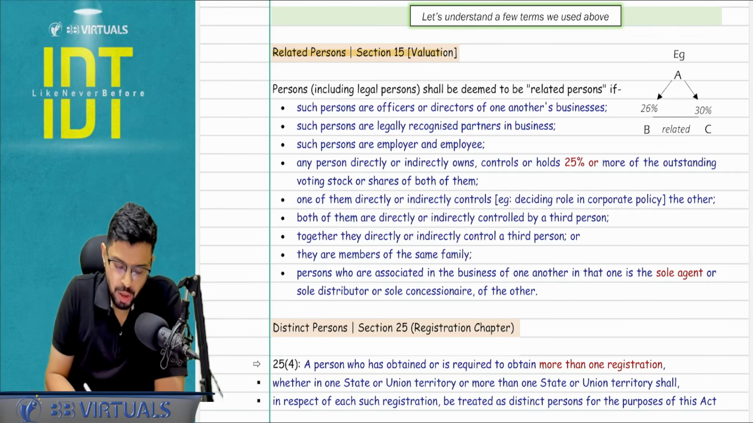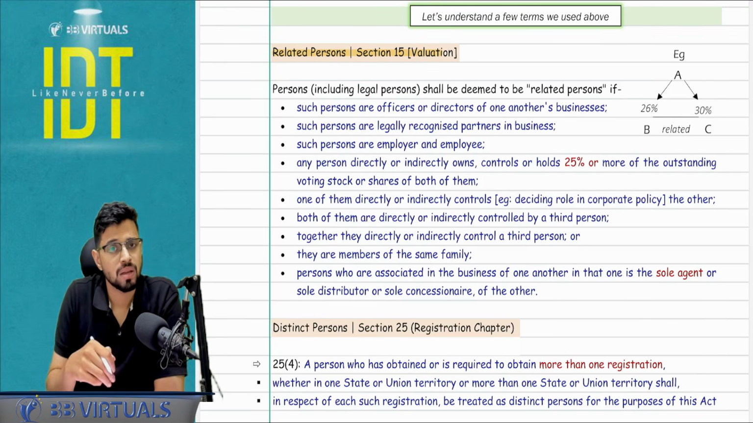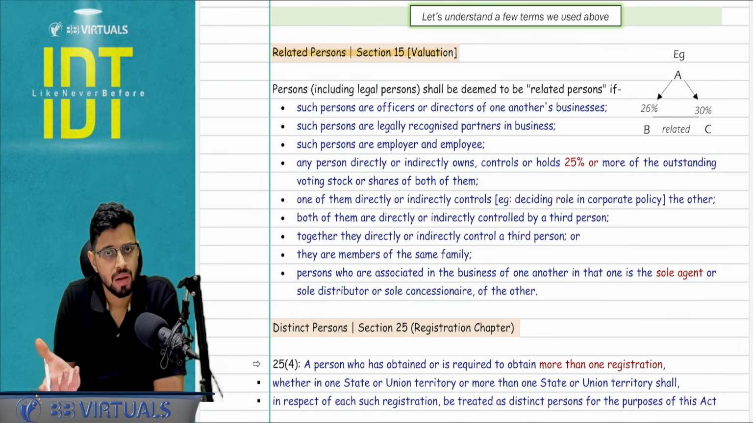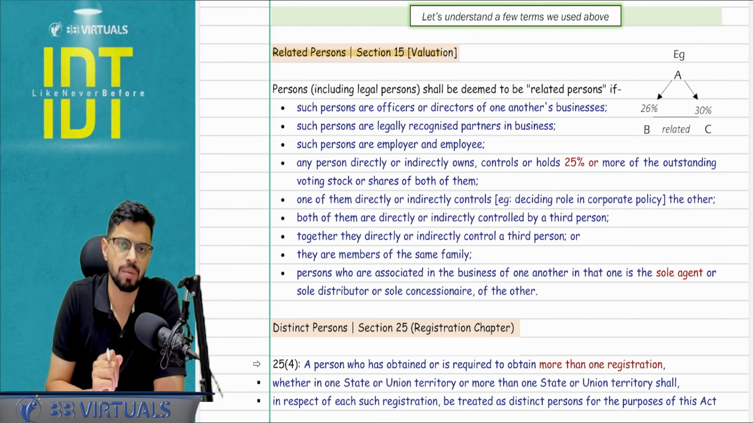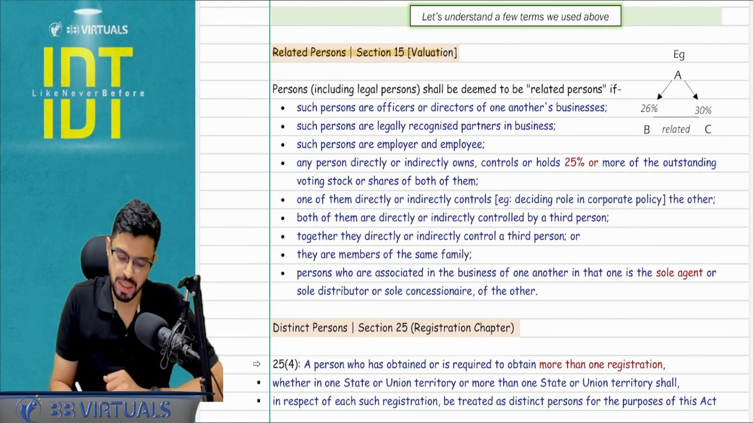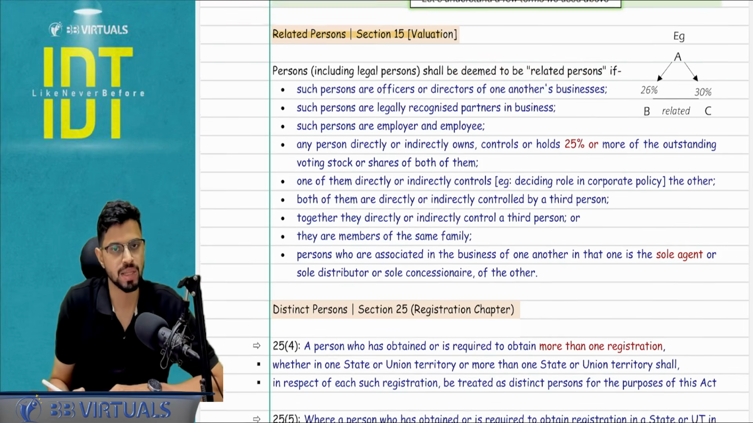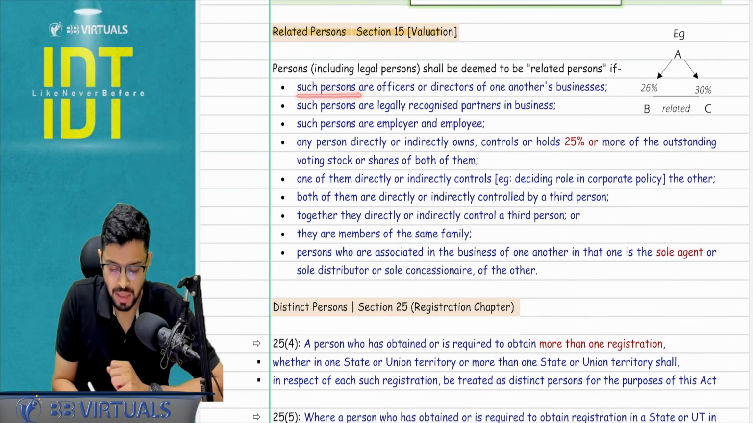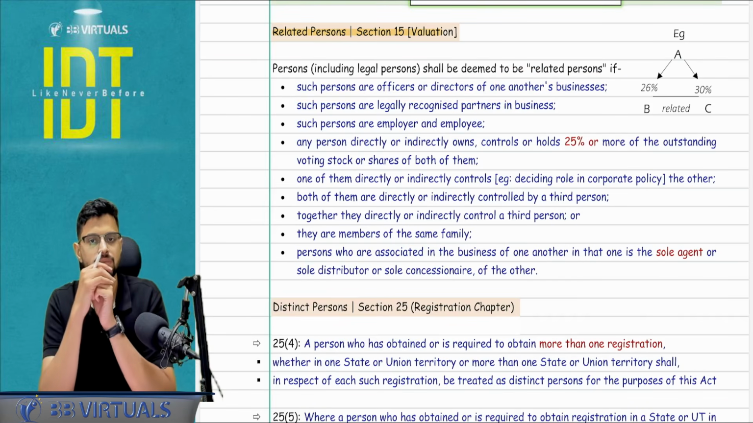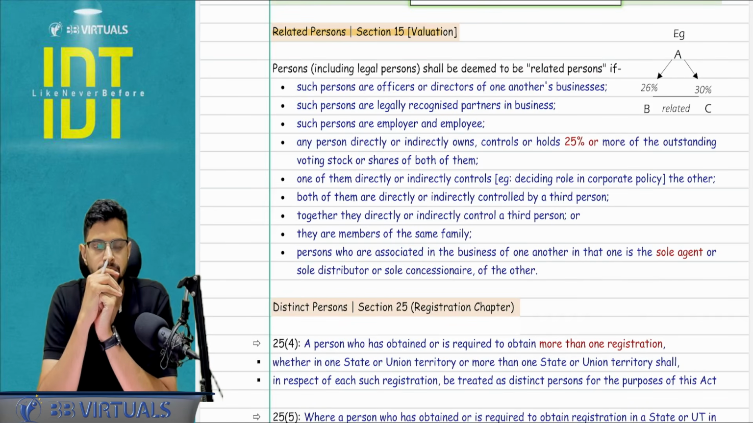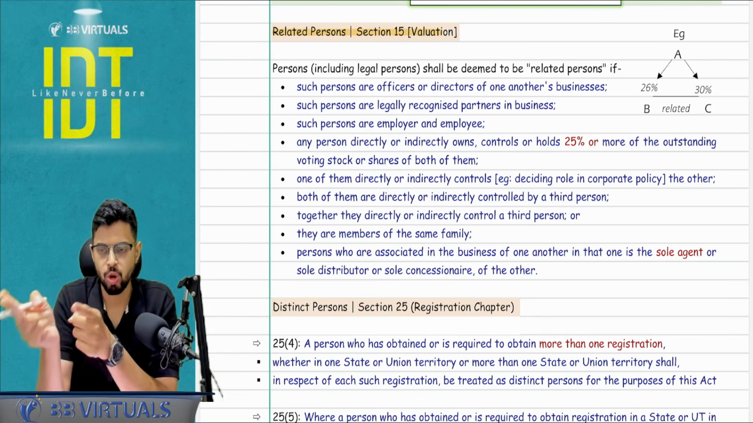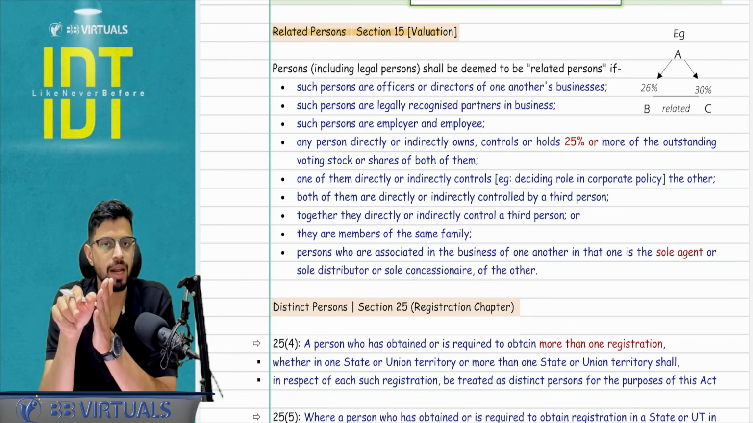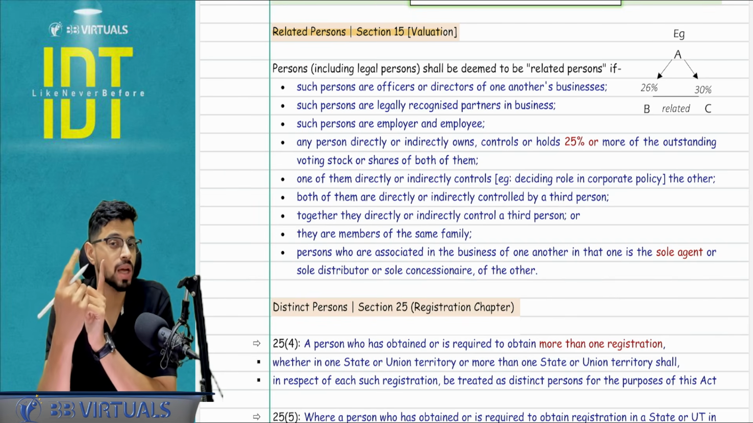So persons, including legal persons, means a company, LLP, artificial persons, incorporated bodies, those can also be a related person here, and individual natural persons can also be a person here. Pay attention. The person shall be deemed to be related person if any of the clauses apply. First, such persons are officers or directors of one another's business. My company S Limited, your company A Limited. I am a director in your company, you are a director in my company, we both are related persons.